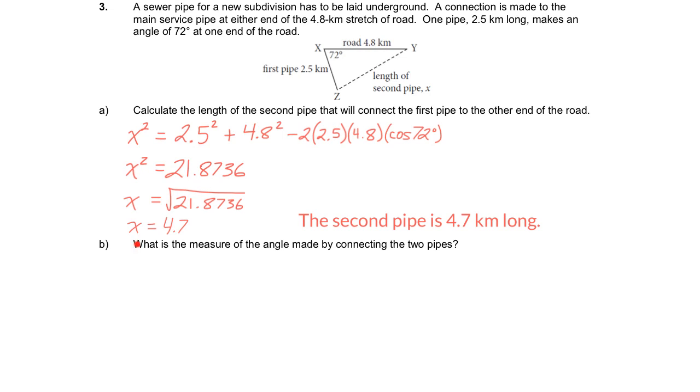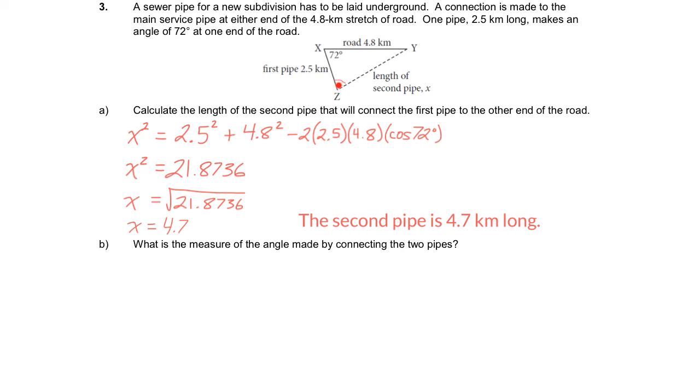Part B asks, what is the measure of the angle made by connecting the two pipes? So what angle is that? Well, here's the first pipe. Here's the second pipe. What angle is made by connecting those two pipes? Well, where do they connect? They connect right here. This is the angle we're looking for right there. So angle Z is the angle we want to find.